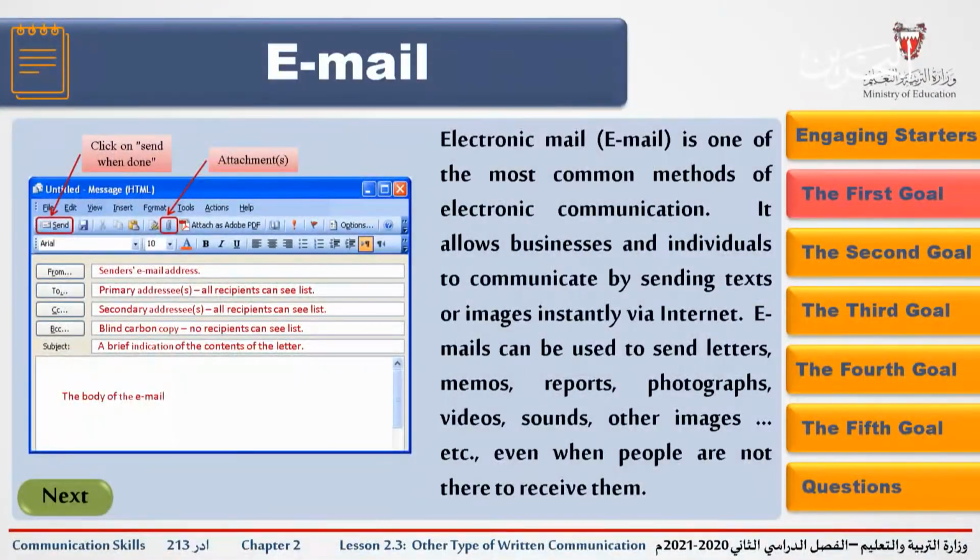Okay, let's move on to the first objective. An email. What is an email? It is an electronic mail. It is one of the most common methods of electronic communication. It allows businesses and individuals to communicate by sending texts or images instantly via the internet. Emails can be used to send letters, memos, reports, photographs, videos, sounds, and other images, even when people are not there to receive them. This means that an individual can send an email to anyone, anywhere in the world.